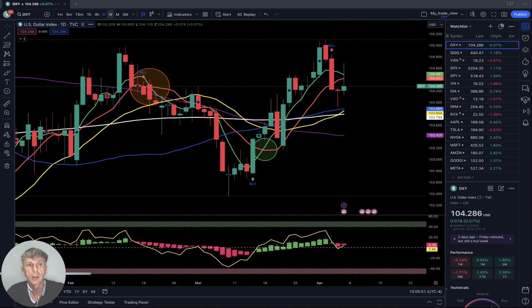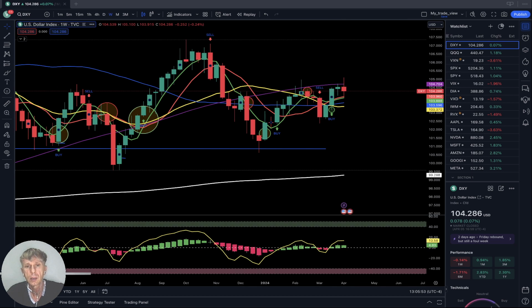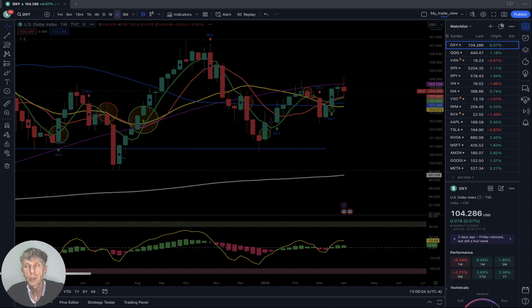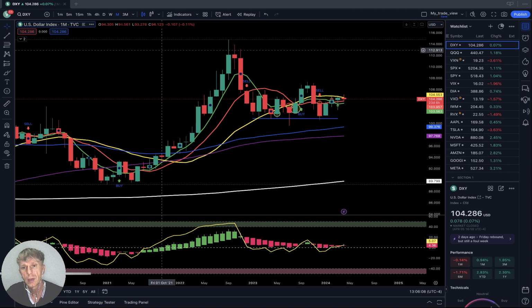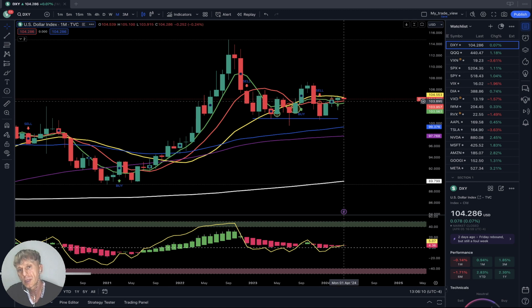Okay, let's see DXY. Let's start from DXY weekly. Last bar above all moving averages except 100, still bullish, right? I don't trade on weekly or monthly time frame, I just monitor it. Monthly, last bar below SMA 20, but above SMA 5 and 10, kind of flat sideways. But still in a bullish way.